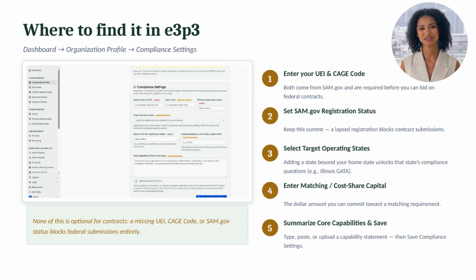Right below that sits Compliance Settings. Here, you'll enter your unique entity ID and CAGE code, set your sam.gov registration status, select any target operating states beyond your home state, enter your available matching or cost-share capital, and summarize your core capabilities before saving. None of this is optional if you're pursuing federal contracts. A missing UEI or a lapsed SAM registration will block your submission entirely.